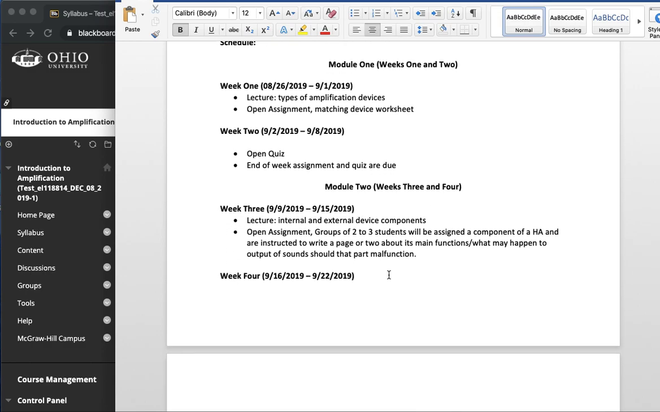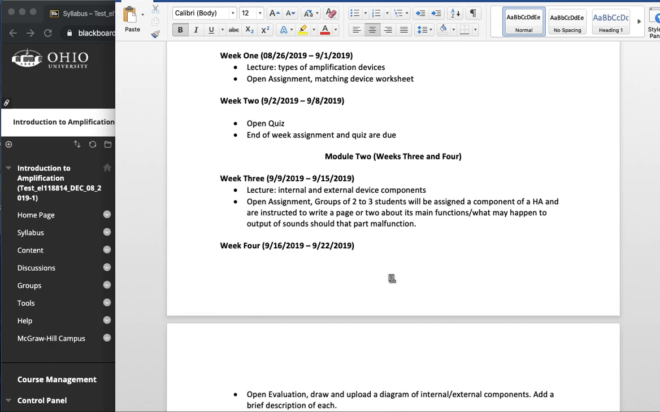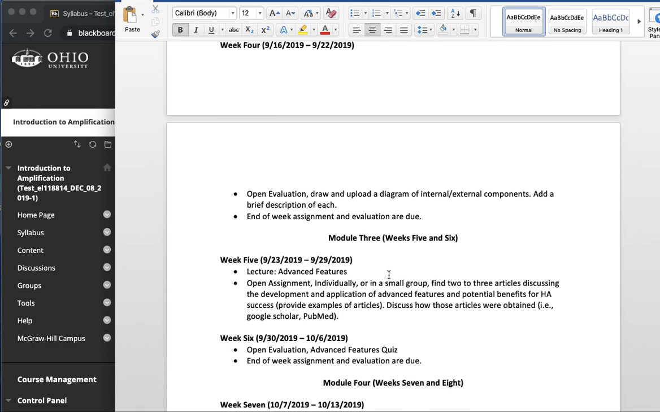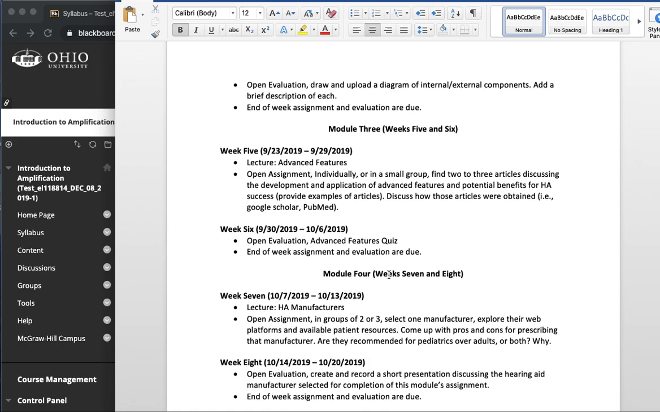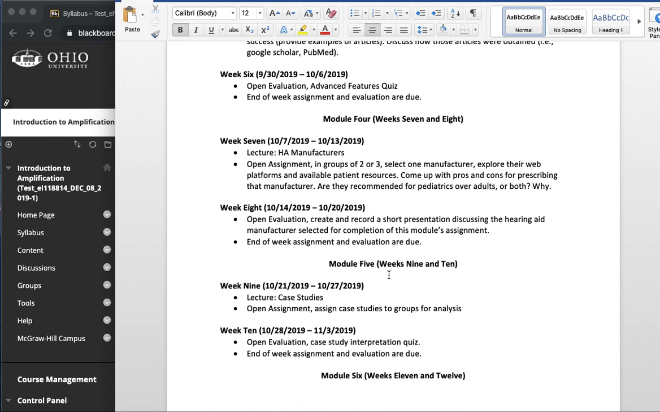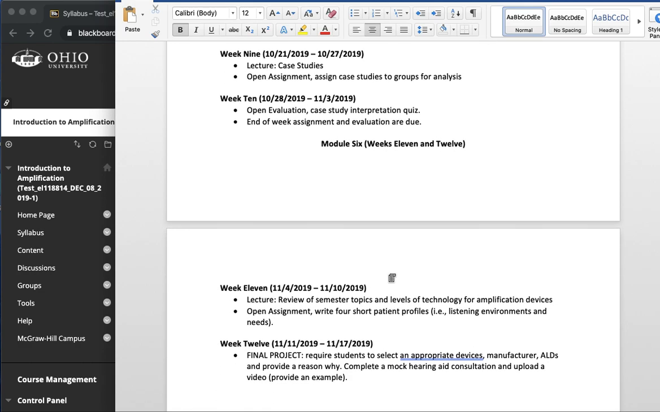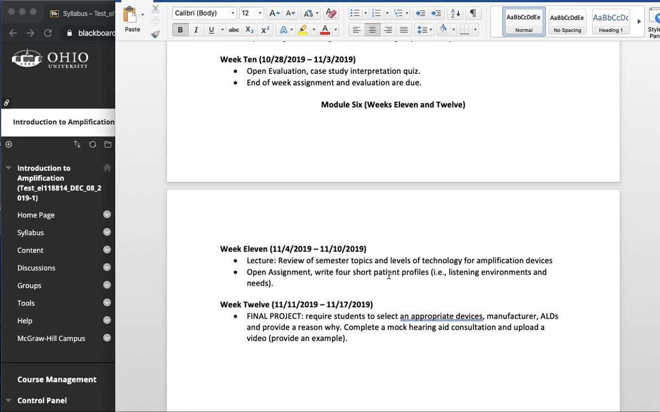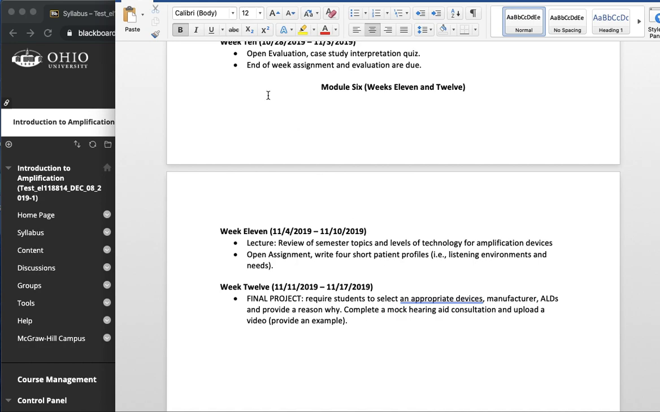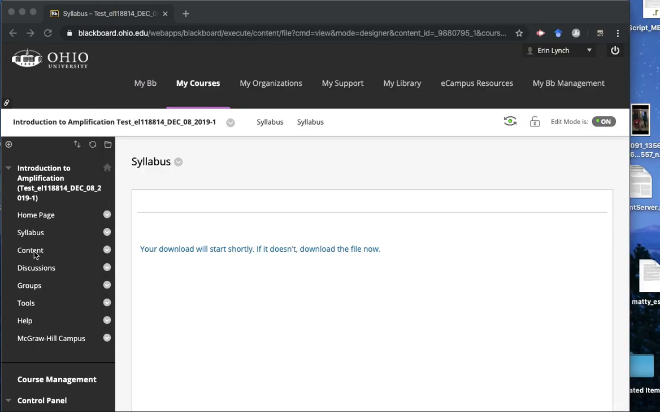So Topic 1 will be discussed in weeks 1 and 2. Topic 2 is weeks 3 and 4. Topic 3 is weeks 5 and 6. Topic 4 is weeks 7 and 8. Topic 5 is weeks 9 and 10. And the final Module 6 will be weeks 11 and 12. So let's get into what lectures and assignments I created.